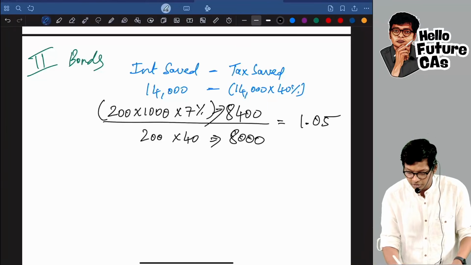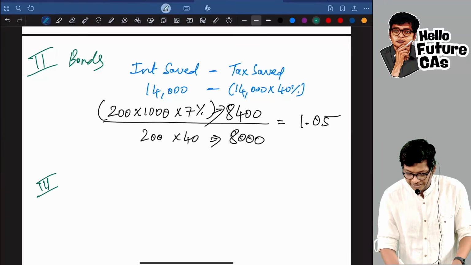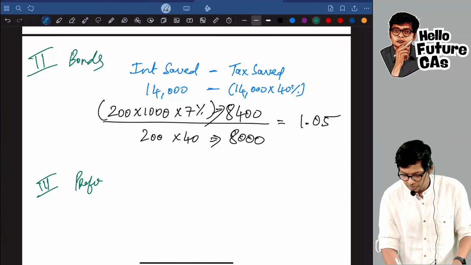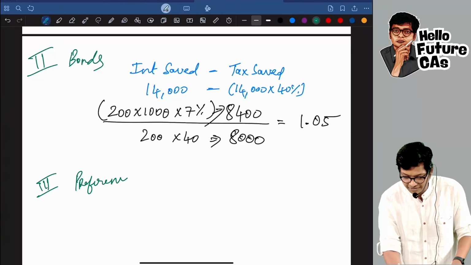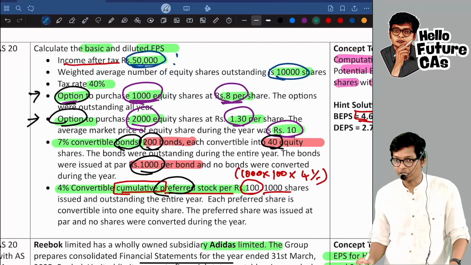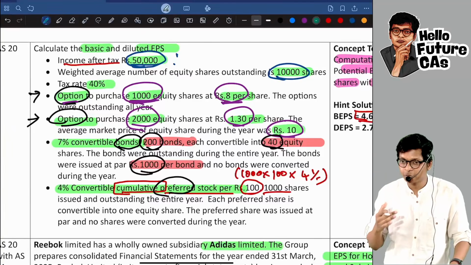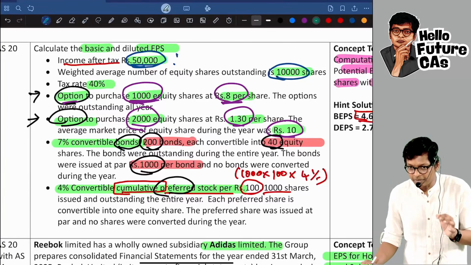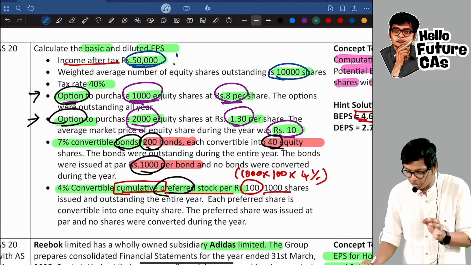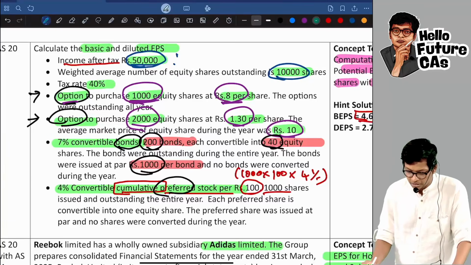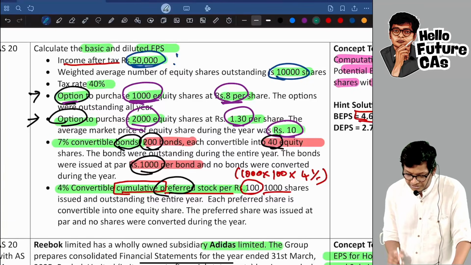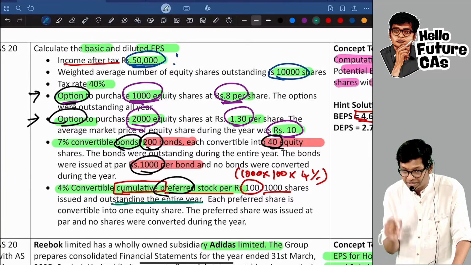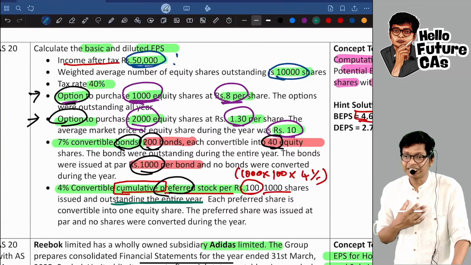Okay. So third one, I am taking preference shares. They have given us preference stock. That means an old question, a 1990s question I have brought for you. So 4% convertible cumulative preference stock of rupees 100. This is 1000 shares issued and outstanding the entire year. This word is very important. It is outstanding the entire year.